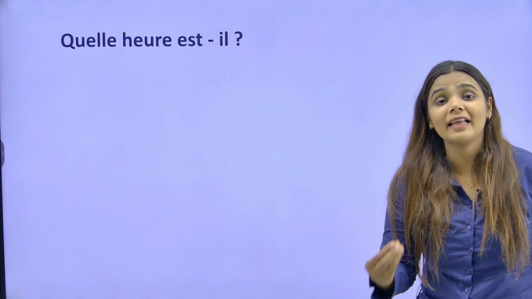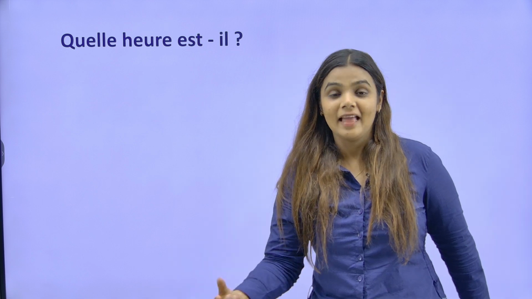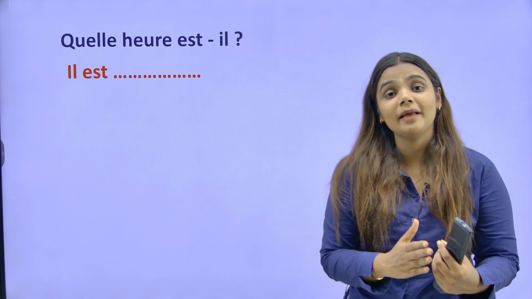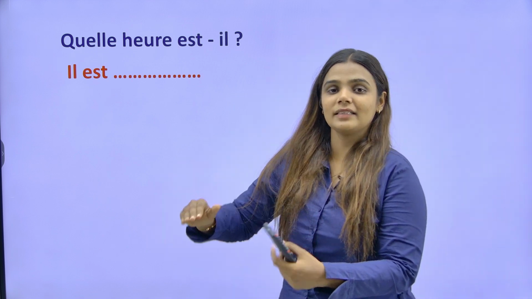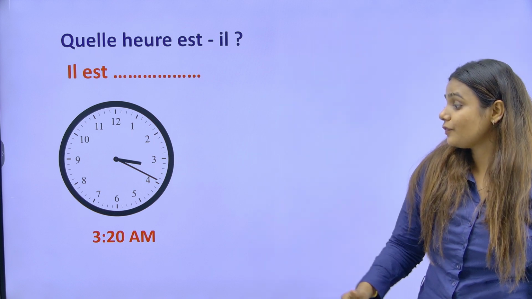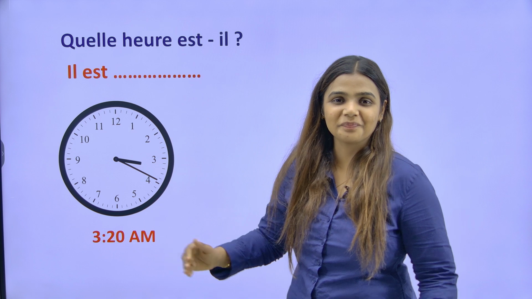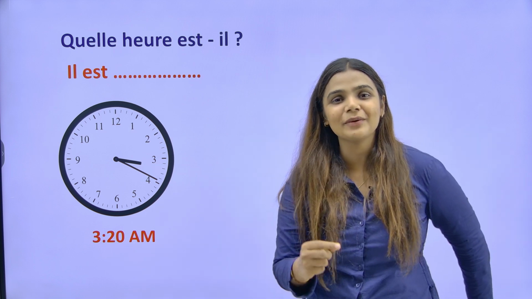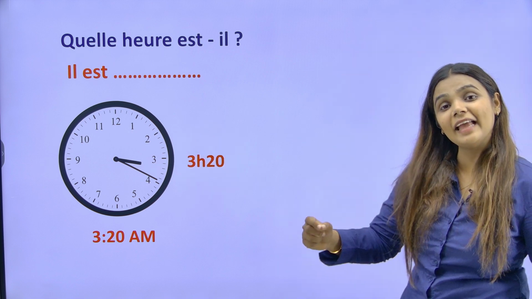Let's take an example to learn how to say the time in French. The question is again, quelle heure est-il? And you respond by saying il est. Il est means it is, and then you say the time. Let's take an example. Suppose it is 3:20 a.m. How am I going to write it in digits? Yes, you are absolutely correct. We write it as 3H20.